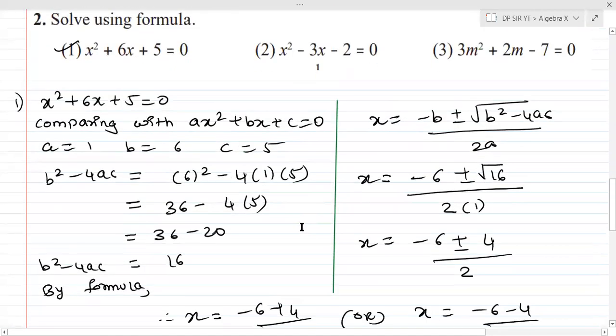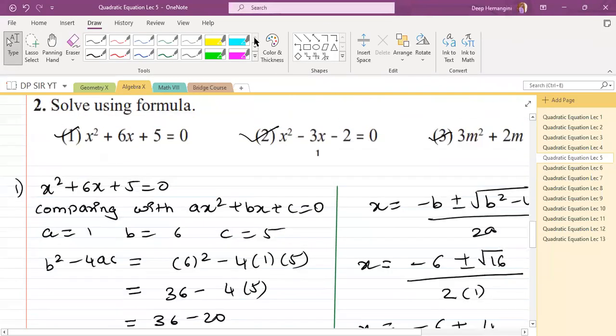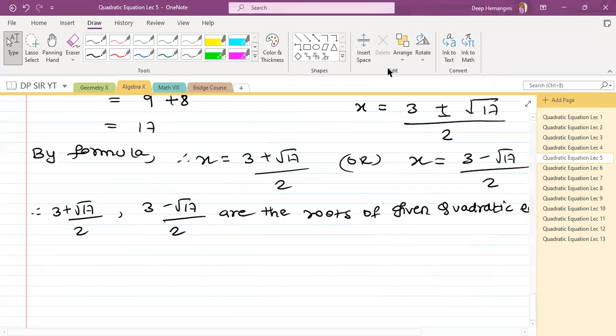Anyways, so here it's 3m square plus 2m minus 7. Now my OneNote has improved a bit. 3m square plus 2m minus 7 is equal to 0. Just give me a moment. I don't know why there is so much noise today, so sorry for that. And I'll just draw a line here to avoid confusion.